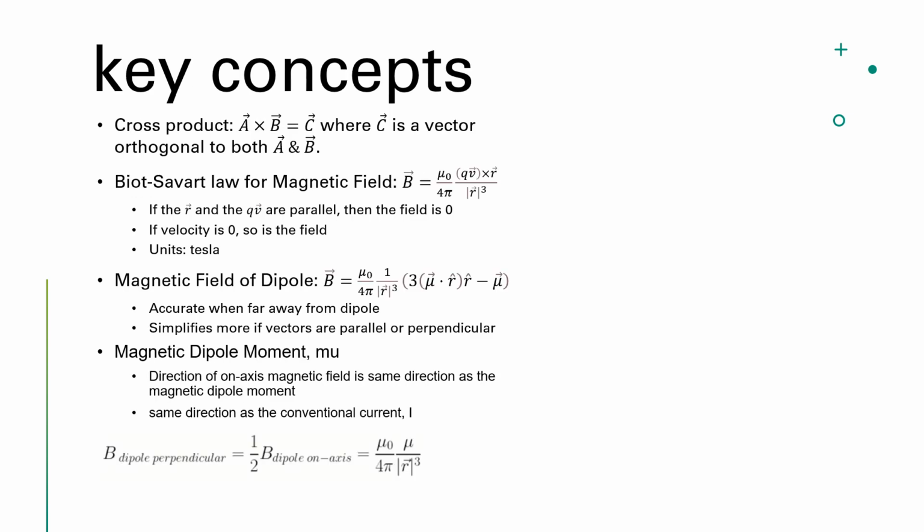The first key concept that's important in understanding this lab is how a cross product works. Basically, you cross two vectors and you output a vector that is orthogonal to both the input vectors. Then there's the Biot-Savart law for a magnetic field, which is the equation on the slide. And depending on the relationship between r and the velocity, you have a zero magnetic field. It's measured in units Tesla.